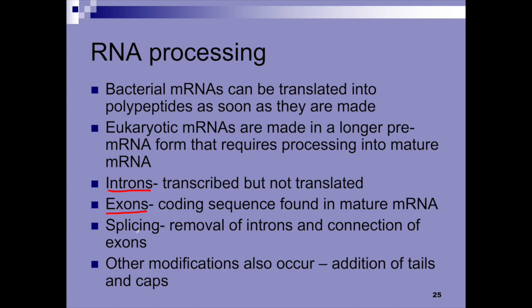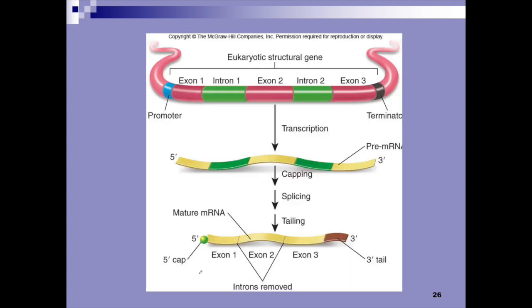Now, when we go through splicing, the first step here, we remove the introns and bring the exons together to create one single mRNA transcript. And then, of course, we'll also have the other modifications that we will look at.